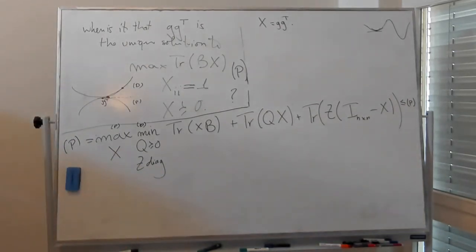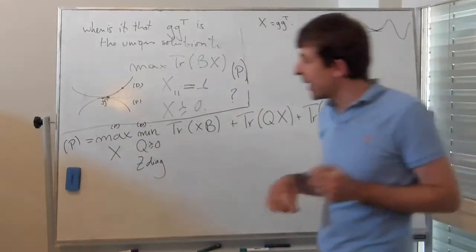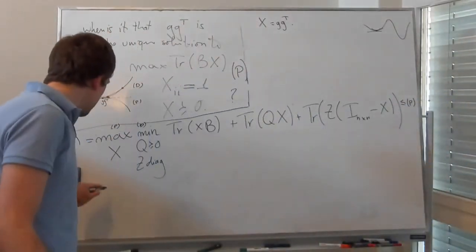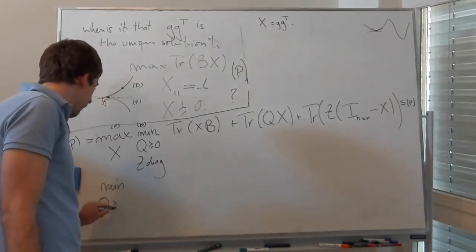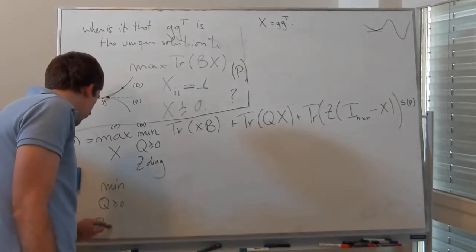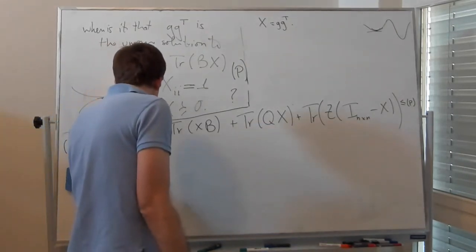Now I'm going to change the rules of the game a little bit. I'm going to swap the order in which these players play. I'm going to let the dual player play first, and the primal player is going to play afterwards.